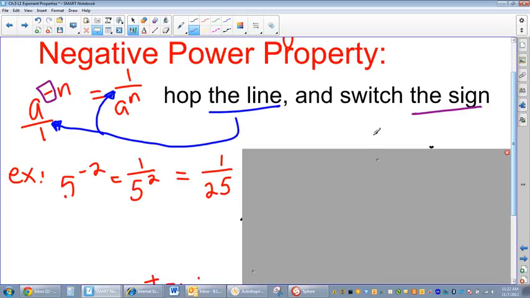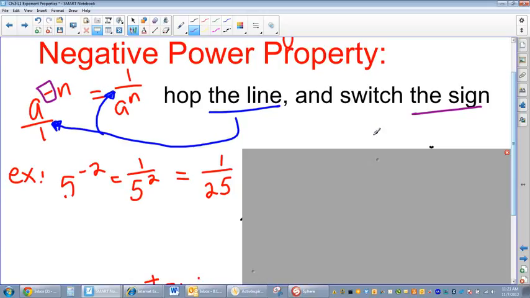And we've actually worked a lot this year. Think about when we did slopes, when we did the lonely variable substitution. We know that there's nothing there, right? We have a little 1 there. Okay? So we have 5 to the negative 2. That equals 1 over 5 squared, right? We just want to hop the line and switch the sign. And then this is what I was talking about when I told you I want you to simplify. So the exponent on the 5 is 2, so we multiply 5 times 5.